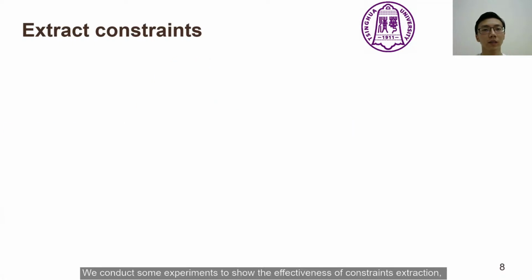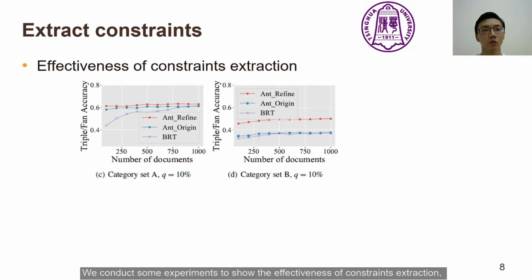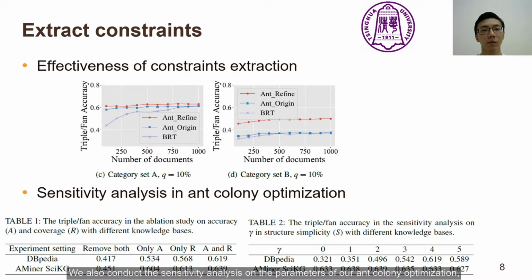We conduct some experiments to show the effectiveness of constraint extraction, and the result shows that our methods can extract the constraints with higher accuracy. We also conduct a sensitivity analysis on the parameters of our ant colony optimization, and the result shows that all of them contribute to building a better constraint tree.